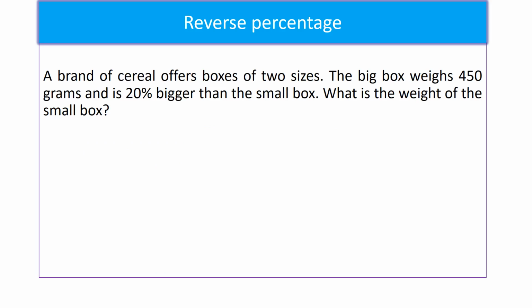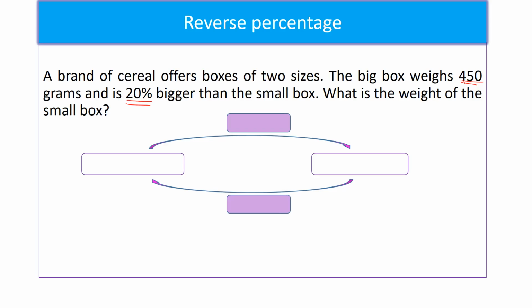In another example, a brand of cereal offers boxes of two sizes. The big box weighs 450 grams and is 20% bigger than the small box. So you have 450, and it's 20% bigger than the small box. What is the weight of the small box?